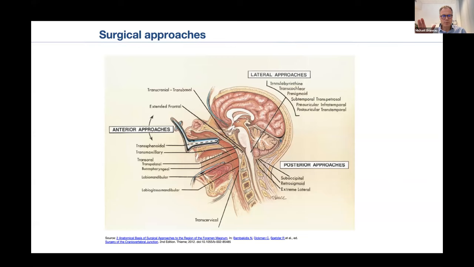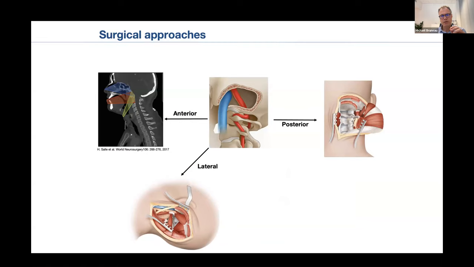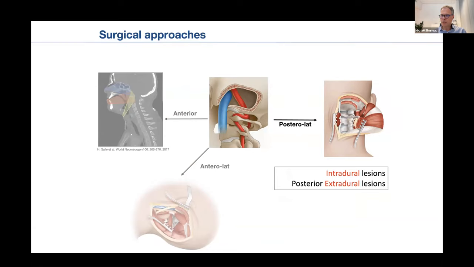There are a lot of approaches, as we can see on these pictures, but basically they are subdivided into three main kinds of approach: the anterior approaches, which is not truly the topic of my talk, the lateral approaches, and the posterior approaches. If we look more specifically at the lateral and posterior approaches, they are maybe better named anterolateral and posterolateral. And in the US, it is called extreme lateral for the anterolateral one and far lateral for the posterolateral one. I will start with the posterolateral approach, which is mainly dedicated to intradural lesions and posterior extradural lesions.